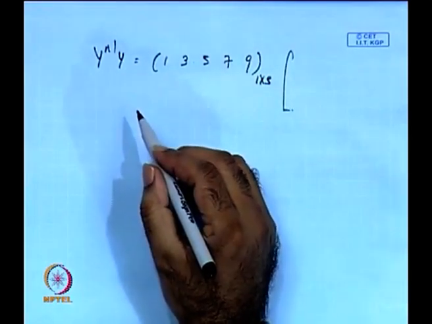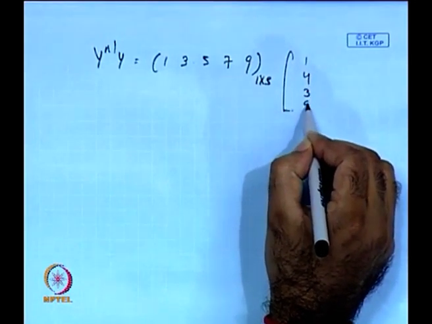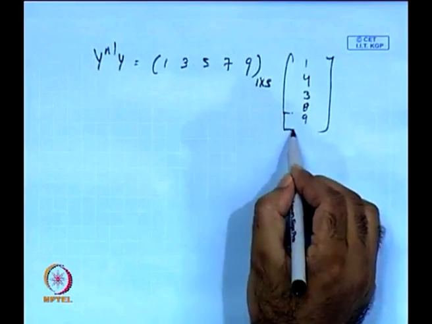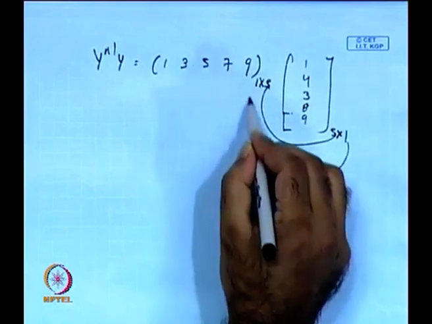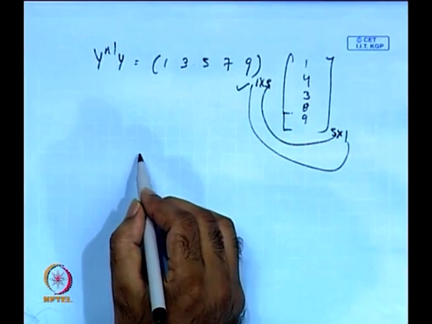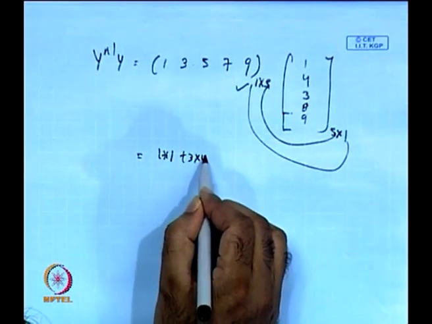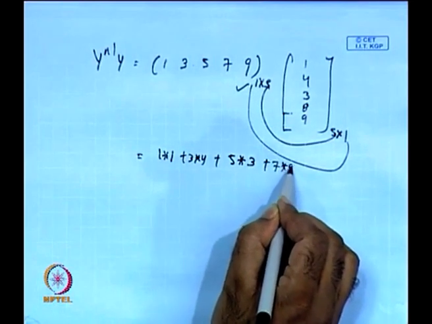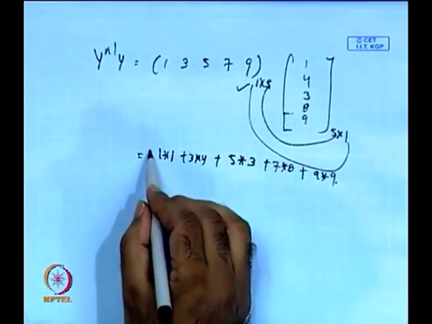Then multiplied by y. What is y here? So, y here is 1, 4, 3, 8, 9. Okay, so this is y. This is of order 5 into 1. So the 5 cancels, and ultimately we will get a 1 into 1 matrix. So for that we have 1 into 1 plus 3 into 4 plus 5 into 3 plus 7 into 8 plus 9 into 9. Okay, so that means this is the complete expression.